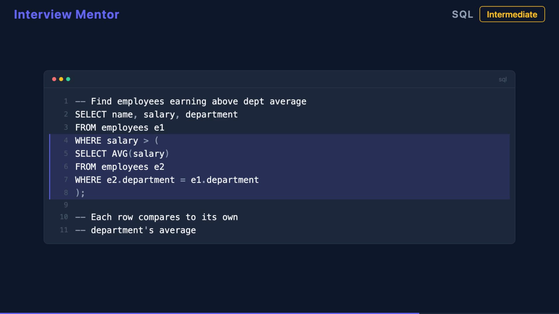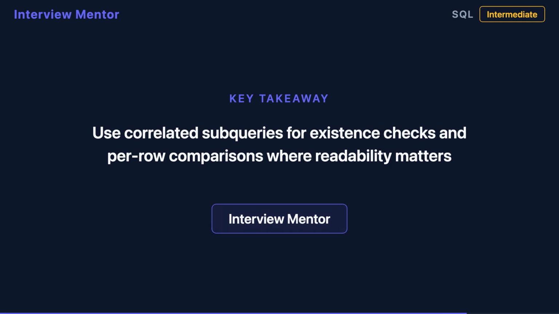Try writing that as a clean join, and you'll end up with a much messier query involving self-joins and grouping. The correlated subquery expresses the intent perfectly. For this employee, compare their salary to their department average. Bottom line, use correlated subqueries for existence checks and per row comparisons where they make your query more readable. Don't fear them, just understand when they fit.